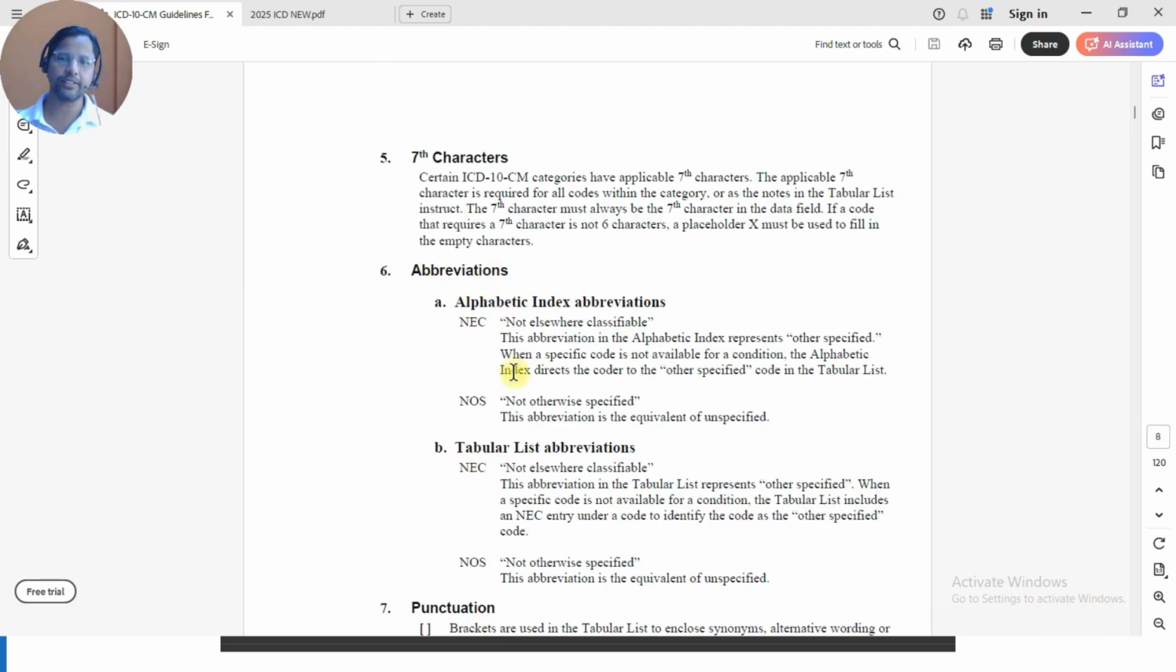The next convention is abbreviations. In abbreviations we have 2 sections, A and B. A is for the index, B is for the tabular list. First we will see the alphabetic index abbreviations. NEC means not elsewhere classifiable: N means not, E means elsewhere, C means classifiable. This abbreviation in the alphabetic index represents other specified. So when do you use other specified? When a specific code is not available for a condition, the alphabetic index directs the coder to the other specified code in the tabular list.